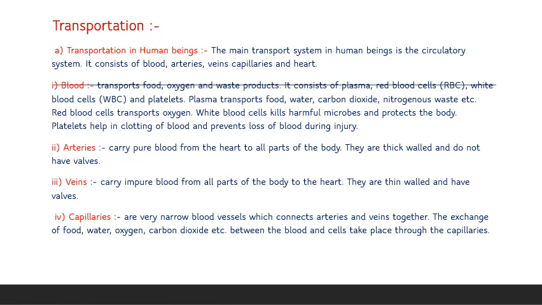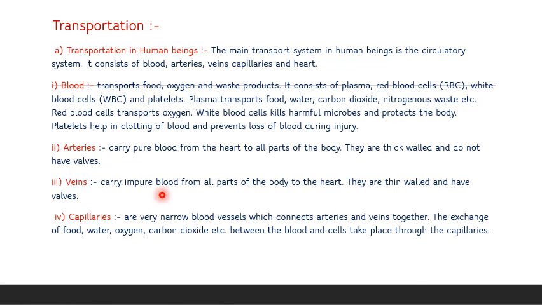Next, let us understand about arteries. What about arteries then? Arteries carry pure blood from the heart to all parts of the body. It is helpful to carry the pure blood from the heart to different parts of our body. They are thick walled and do not have valves. And what about veins then? These carry impure blood from all parts of the body to the heart. That's the major function of veins. They are very thin walled and have valves.